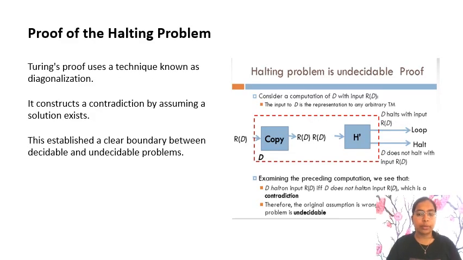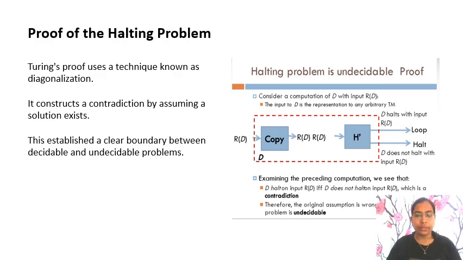Proof of the halting problem. Turing's proof uses a technique known as diagonalization. It constructs a contradiction by assuming a solution exists. They establish a clear boundary between decidable and undecidable problems. The halting problem is undecidable and the proof is given below.